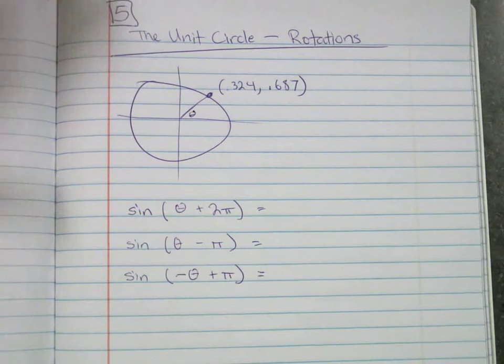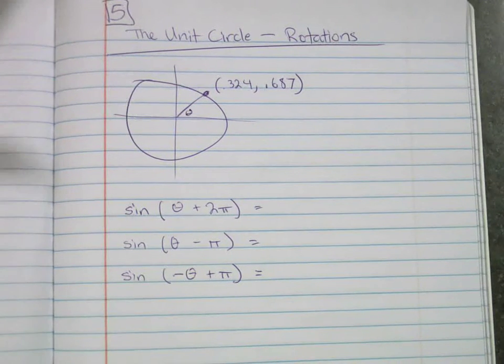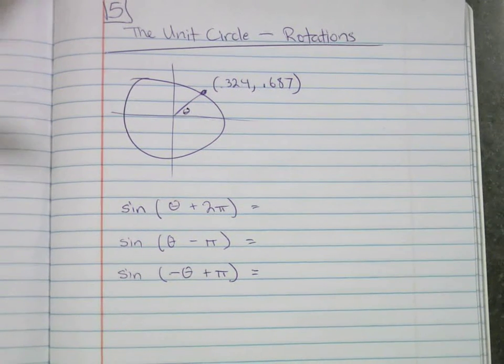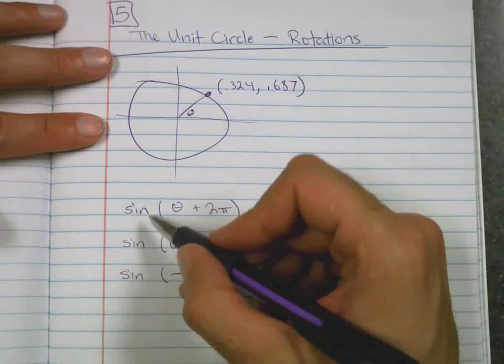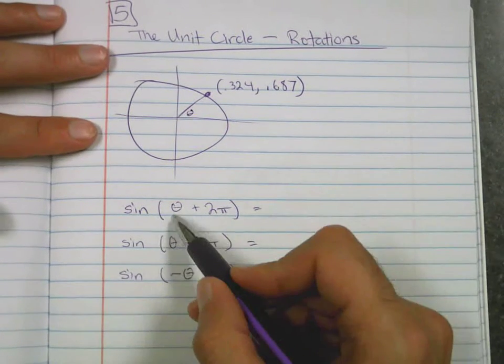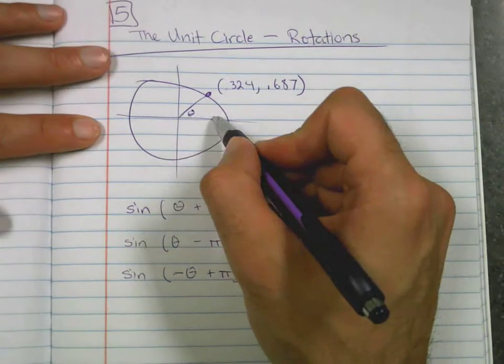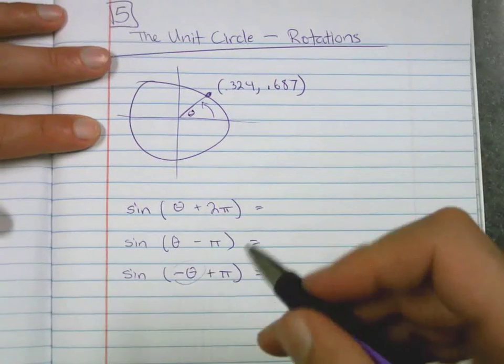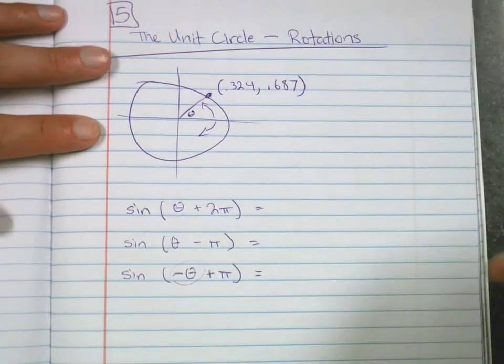Well, we know the sine in general refers to the y value, and we know that theta is an angle. It's this angle here. And we know that a negative theta would mean we would have to go the opposite direction, right? So maybe it's helpful in general to sketch those angles.